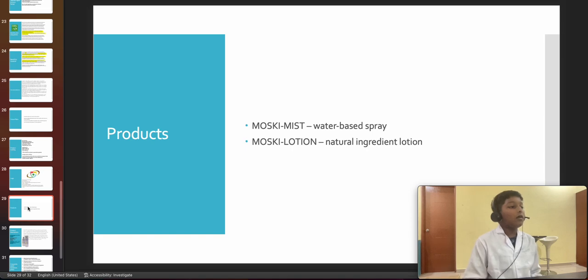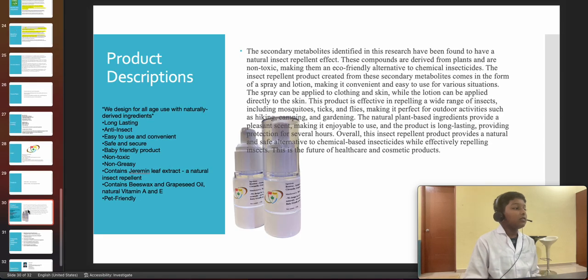Products. Mosquito mist is a water-based spray. Mosquito lotion, natural ingredient lotion. Product descriptions. We design for all age use with naturally derived ingredients, long-lasting, anti-insect, easy to use and convenient, safe and secure, baby-friendly product, non-toxic, non-greasy, contains Jeremin leaf extract, a natural insect repellent, contains beeswax and grapeseed oil, natural vitamin A and E, pet friendly.